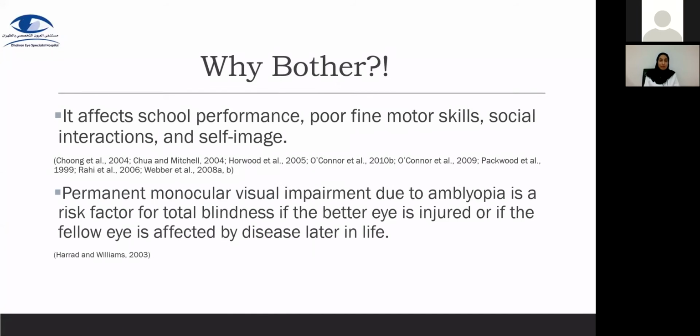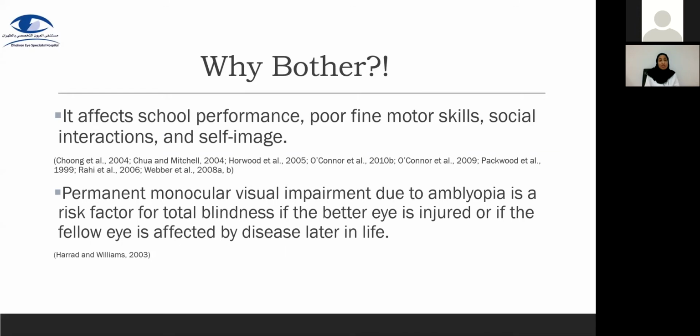Why do we bother? Why do we treat amblyopia? Amblyopia is a reversible visual loss till a limit, and then it will be irreversible. We have a time period and a time frame. If we don't tackle amblyopia in that time frame, then we would have the irreversible vision loss. Also, amblyopia does not only affect the eye, it affects the whole patient, and we're not physicians that are treating only an organ. We're treating the patient as a whole.